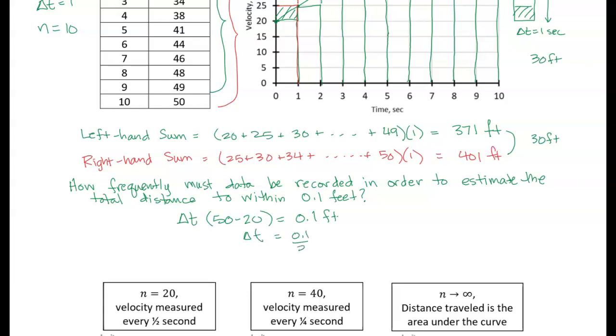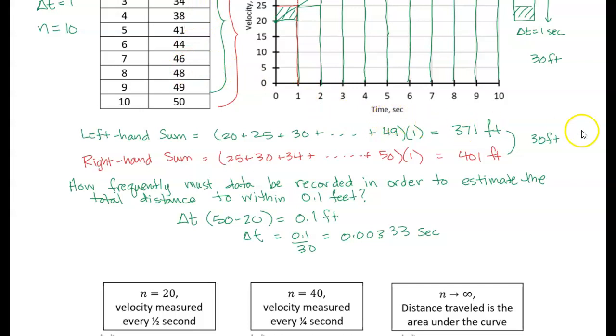So we get 0.1 over 30, which is 0.00333 seconds. Okay, and the units are in seconds because obviously the velocities were in feet per second and our times are in seconds. So we would have to sample the velocity every 0.00333 seconds in order to get the estimate to be within 1/10 of a foot.